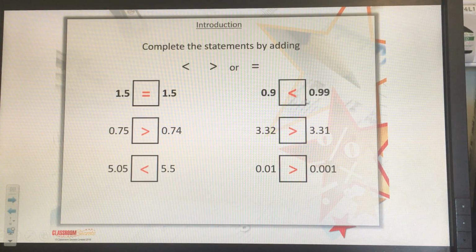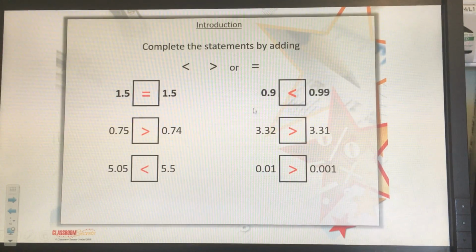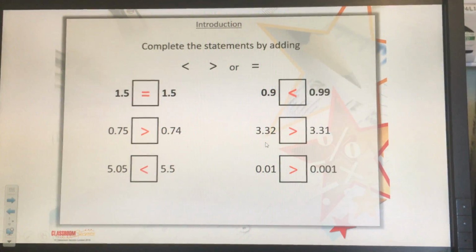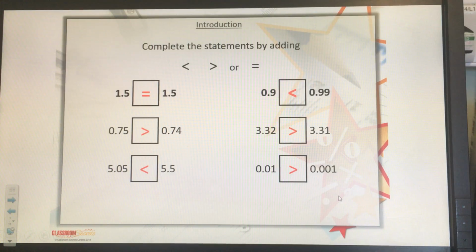0.9 is less than 0.99. They both have 0 ones and 9 tenths, but this number has 9 hundredths and this number doesn't have any hundredths, so that's why this one is larger. 3.32 is greater than 3.31.